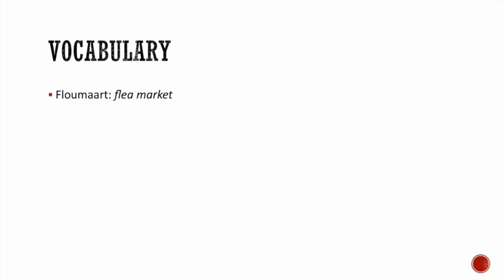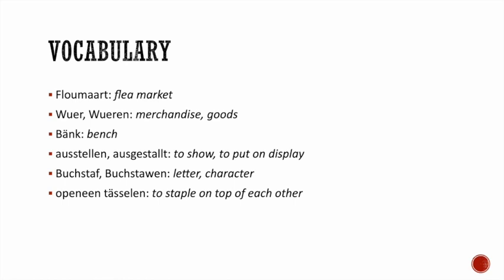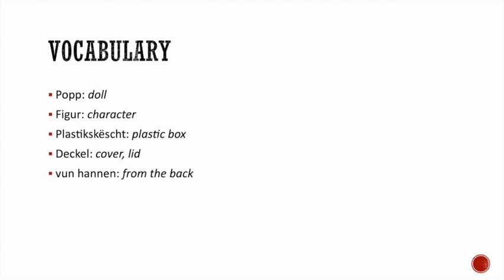So the first thing is Flohmarkt, that refers to flea market. Wuren is merchandise or goods. Bank is bench. Ausstellen, ausgestallt is to show, to put on display. Buchstaben is letter or character. Openeestellen is to stack on top of each other. Then Spillsaach or Spillzeug is toy. Pop is doll. Figur is character. Plastikskëscht is plastic box. Deckel is cover or lid.